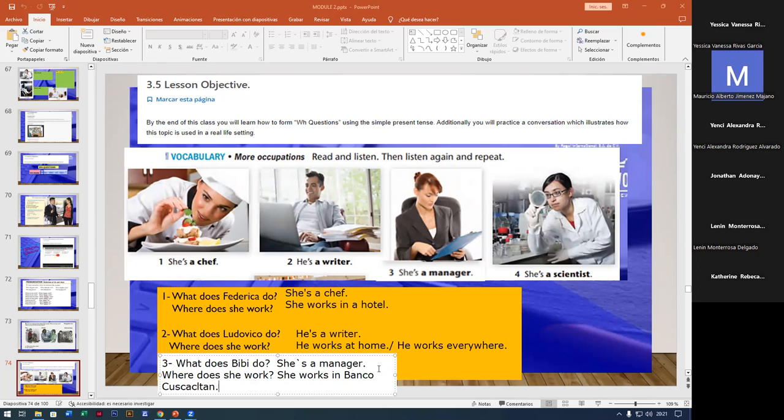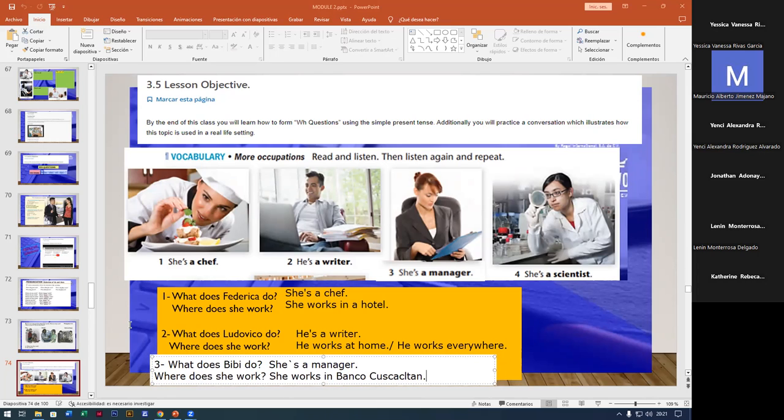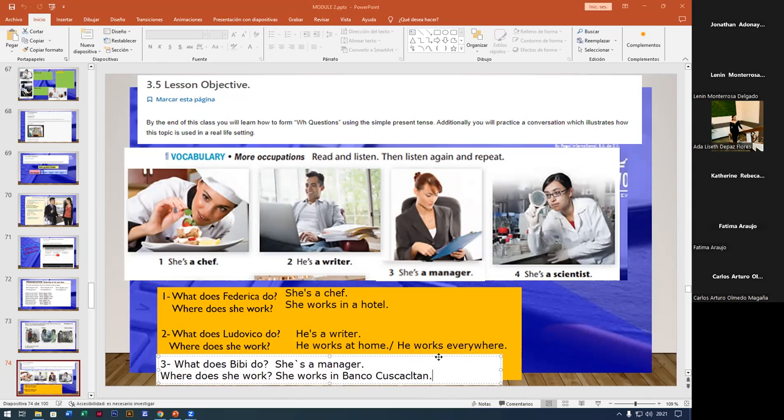Cuscatlán. Okay, so there we have. What about the next one? Number four. What name do you want to assign? Invent a name. Carlos Arturo, are you there? Yes. Okay, number four. Invent a name, please, and formulate the question.